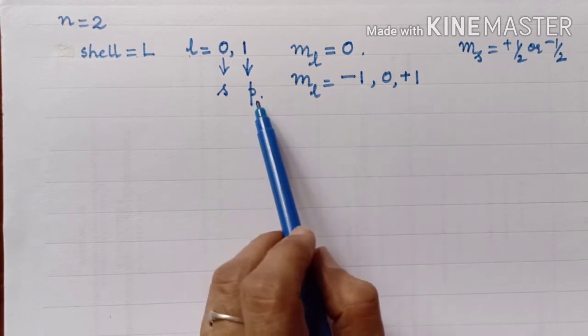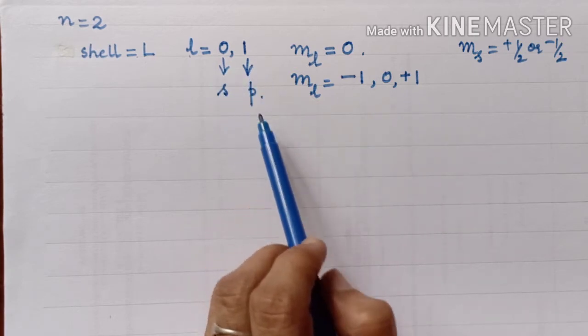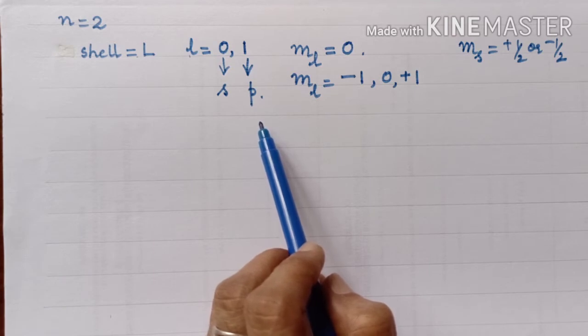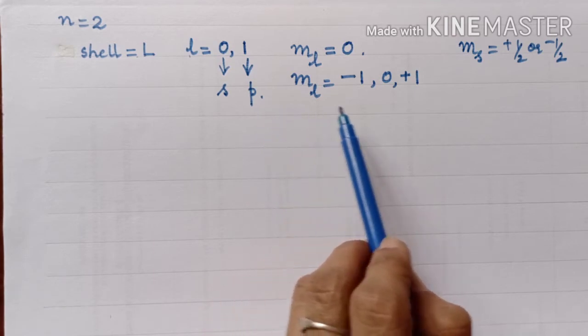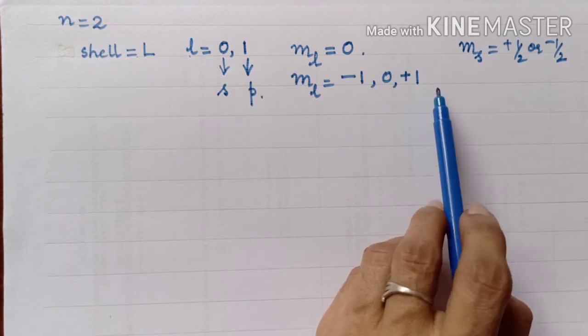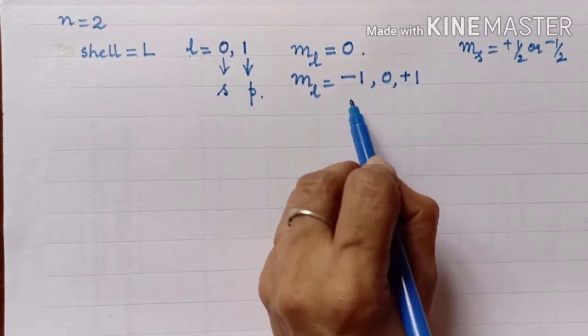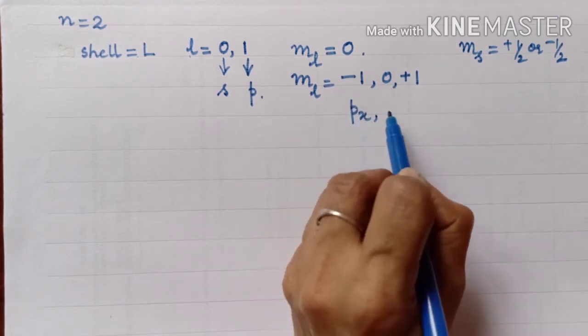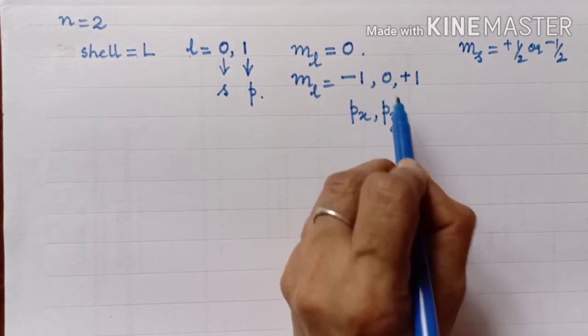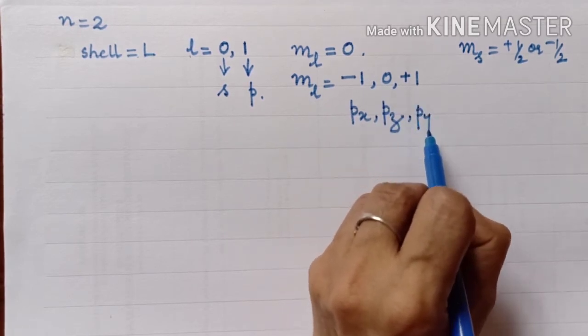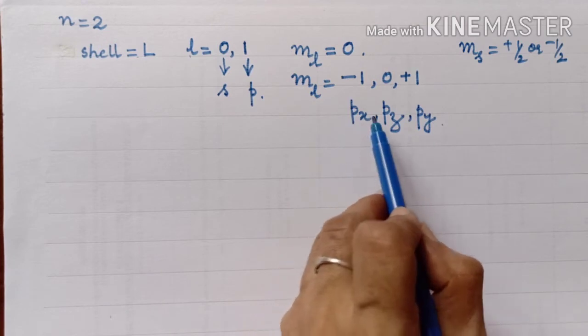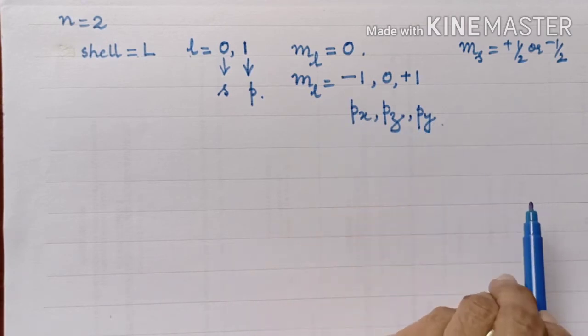So here you find that L value is 1. So that denotes that it is a p orbital. P orbitals can have three different varieties: px, pz and py. So we have three different types of p orbitals.